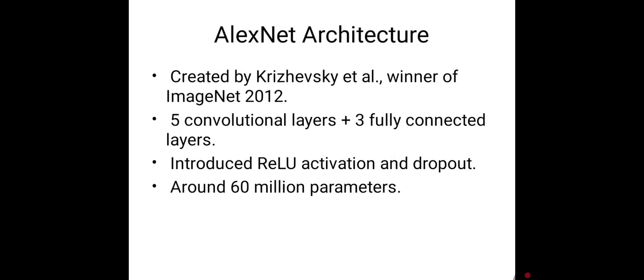Next is the AlexNet architecture, which won the ImageNet competition in 2012 and revolutionized deep learning. It uses 5 convolutional layers and 3 fully connected layers. AlexNet introduced important innovations such as ReLU activation, which speeds up the training, and dropout, which reduces overfitting, with around 60 million parameters. AlexNet showed that deep CNNs could be trained at large scale on GPUs.